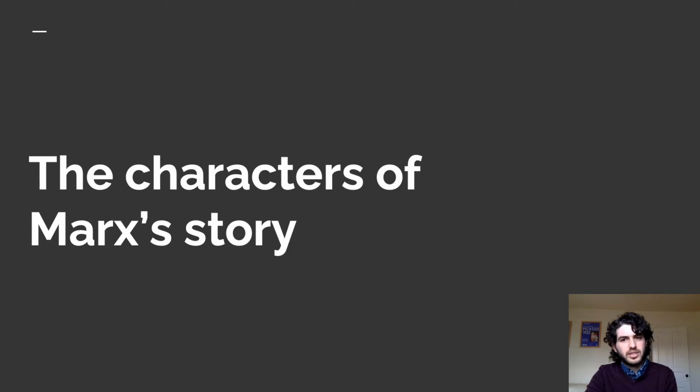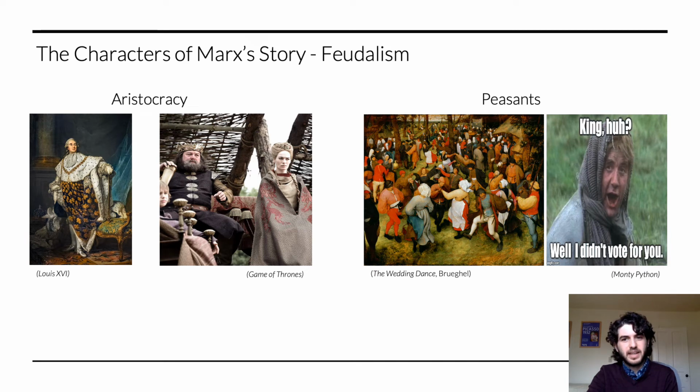To understand this transition, it will be important for us to get to know the characters of the story, the four main classes whose actions drove the transition from feudalism to capitalism. I find it helpful to look at some examples from art history for this section. On the left, we have feudal aristocracy, lords and ladies, kings and queens. We can see Louis XVI, king at the time of the French Revolution, and Robert and Cersei from Game of Thrones. On the right, we have the peasants, depicted by Peter Bruegel the Elder and Monty Python.